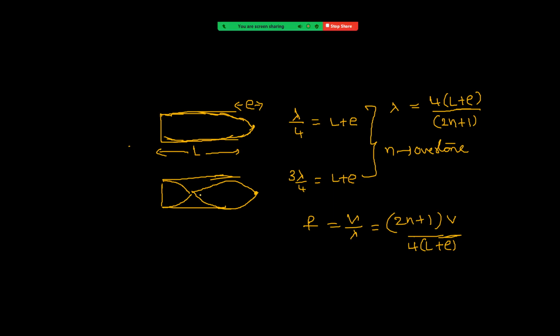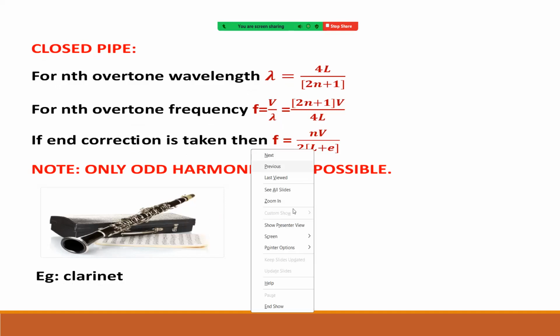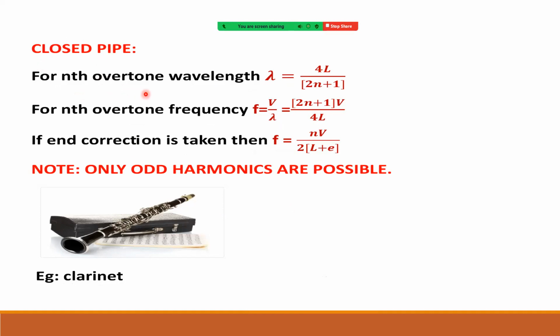And an example of a closed pipe is the clarinet. I will show the diagram here. So this is now a closed pipe. For the nth overtone, we got how much? Wavelength 4L by (2n plus 1). Then for the nth overtone, frequency is (2n plus 1) into V by 4L. So this is when end correction is not taken.